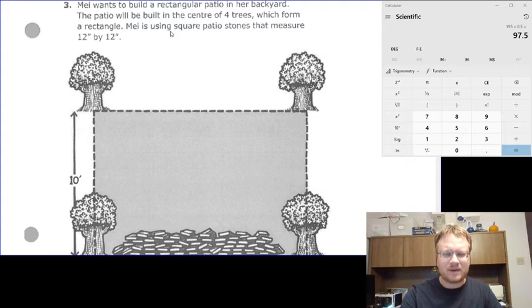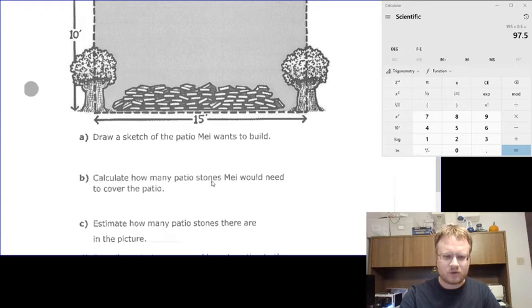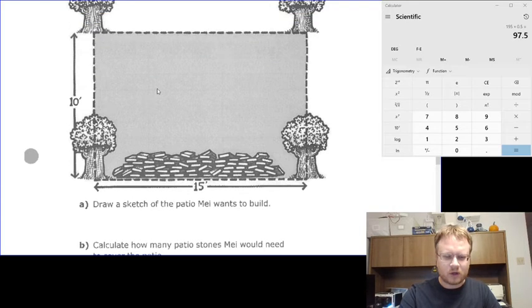Mai is using the square patio stones that measure 12 inches by 12 inches. Draw a sketch of the patio Mai wants to build. Calculate how many patio stones she would need, and estimate how many patio stones there are in the picture. So first of all, we already have a sketch here.